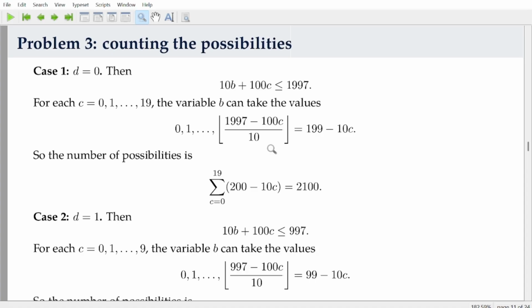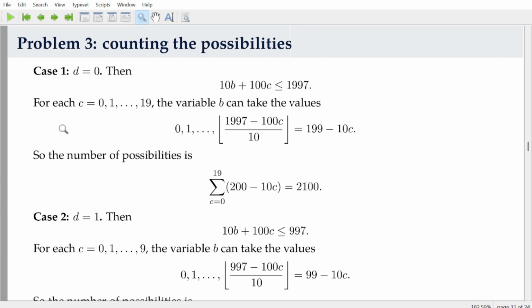The only reason that we're taking the floor here is because we want b to be an integer. If you work with different values of c, you'll see that whenever you round down (1997 minus 100c) divided by 10, you always get 199 minus 10c. Because you can split this fraction up into 199.7 minus 10c, and take the floor of that. The 10c is doing nothing. The 0.7 is doing all the work, that's the bit you get rid of when you round it down. So 199.7 minus 10c rounded down is always going to be 199 minus 10c, because we're always getting rid of the 0.7 when we round down.